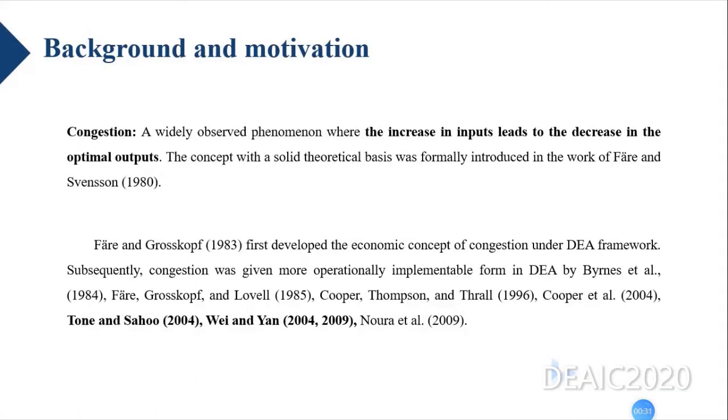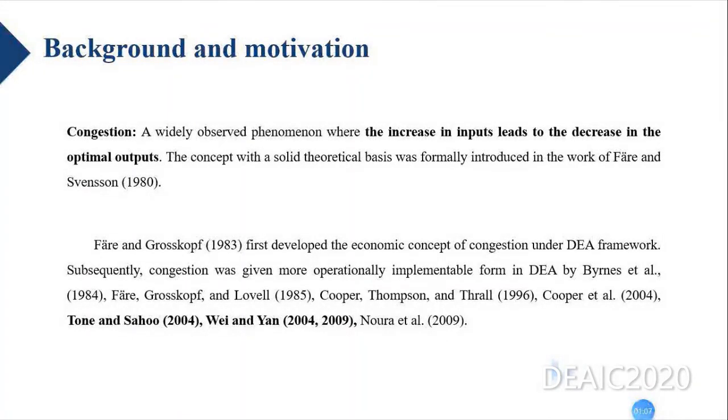Economies of scale focus on the optimal size of a decision-making unit, when increasing the amount of input brings a larger amount of output. However, there are many resources which affect the performance of a DMU when they are overused. This is known as congestion in economics literature. It is a widely observed phenomenon where the increase in inputs leads to the decrease in the optimal outputs.